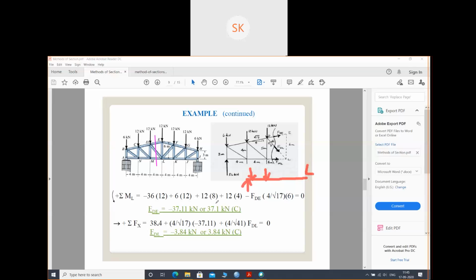Plus, what is the next force? 6, which is also at a distance of 12 meter from L. So 6 into 12. Next, I have another force, this 12, which is at a distance of 8 meter. So 12 into 8. Again, this 12 is at a distance of 4 meter. So 12 into 4.